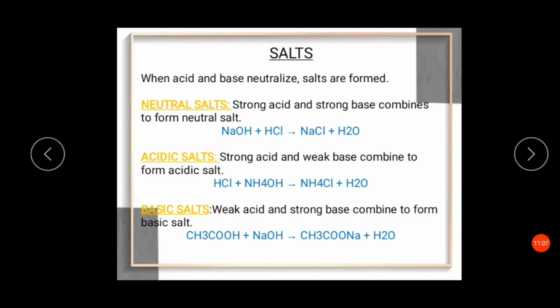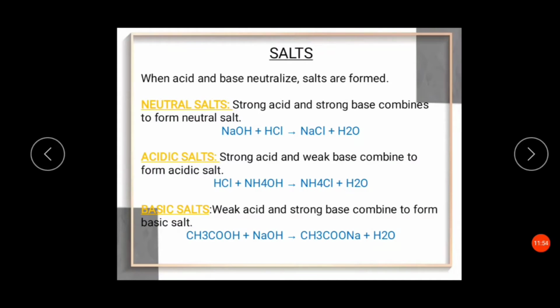There are three types of salt: neutral salt, acidic salt, and basic salt. Neutral salts are formed when a strong acid and a strong base combine. So the strong base NaOH and the strong acid HCl are combining here to form NaCl and H2O. So NaCl here is an example of a neutral salt. Acidic salt is formed when a strong acid and a weak base combine. Here is HCl and ammonium hydroxide. Ammonium hydroxide is a weak base, and the salt formed is NH4Cl, ammonium chloride. This ammonium chloride is an acidic salt.